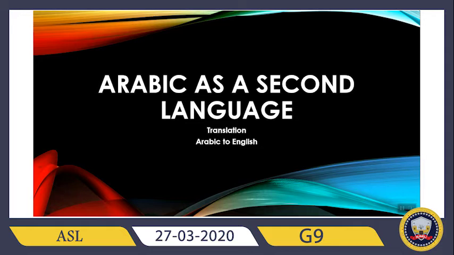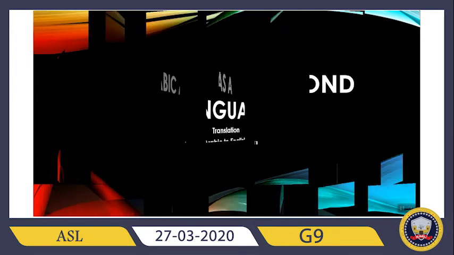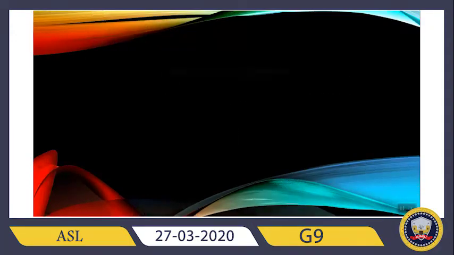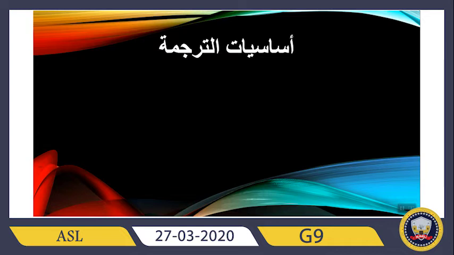But we also have the basics of translation, what we call in Arabic أساسيات الترجمة. Why do we use the basics of translation? To help us to translate, because translation is not easy. So if you follow these steps, maybe it will help you in the future. It will help you to translate in an easy way.